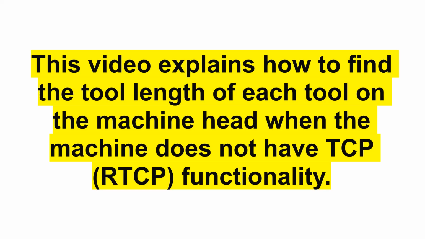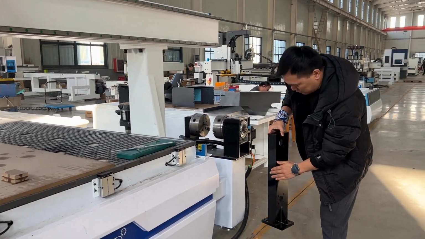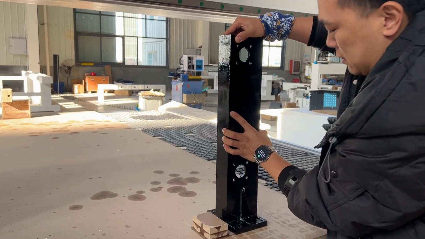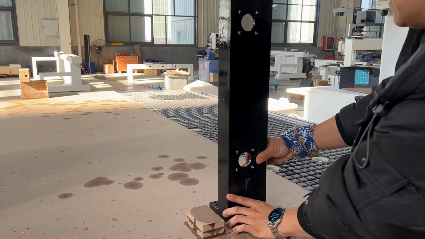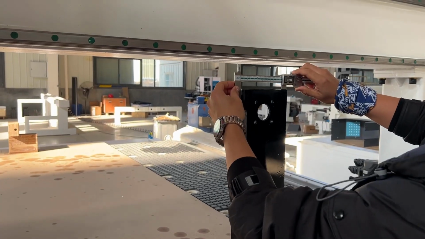This video explains how to find the tool length of each tool on the machine head when the machine does not have TCP, RTCP functionality. Find a material with a fixed width. Ideally, this would be a square ruler or a metal bracket. Stand it upright on the table and confirm its size.